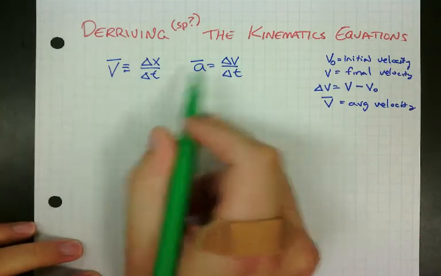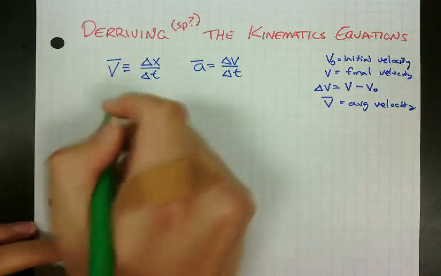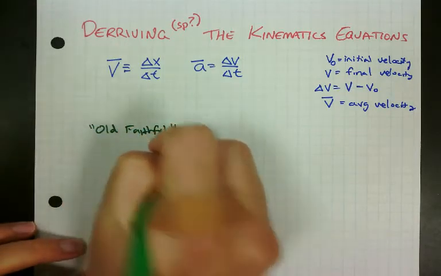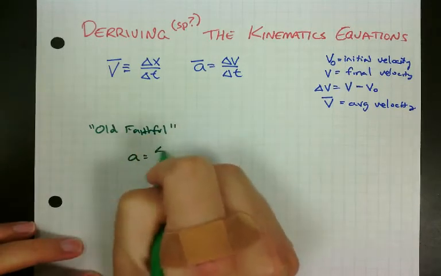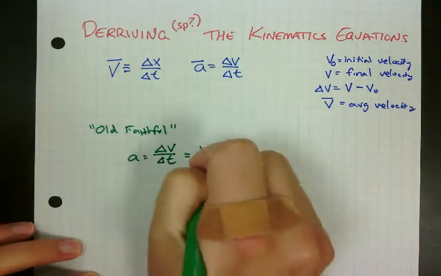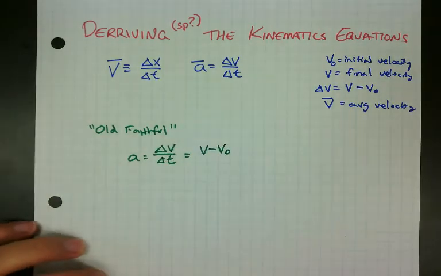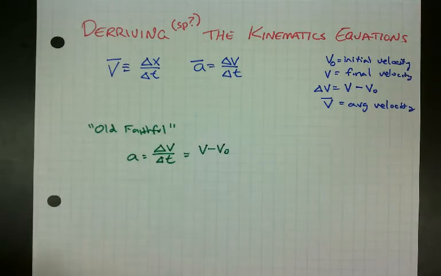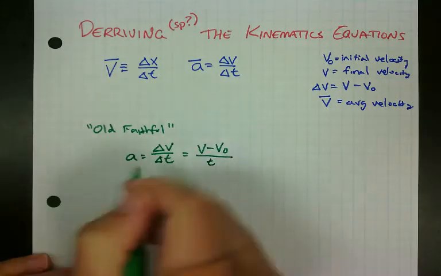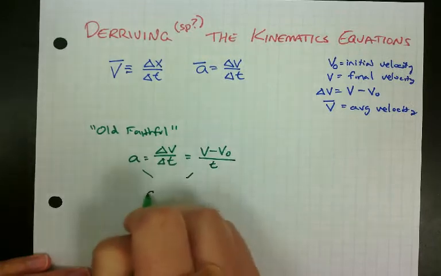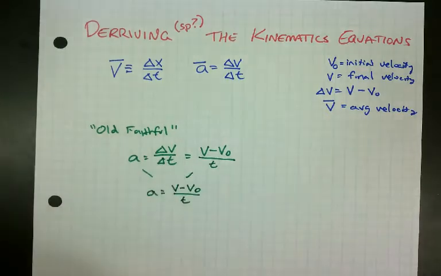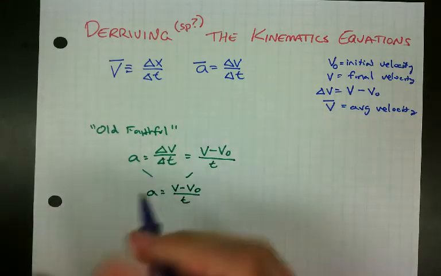So Old Faithful comes straight from the acceleration equation. So I can just say a equals delta v over delta t, but we're going to say that delta v is equal to v minus v naught. And then to simplify these equations, we're always going to assume that we start from time equals 0. And if I start from time equals 0, then instead of saying delta t, I can call it regular t. So now if I just take these two parts of the equation, I have a equals v minus v naught over t. Then I'm going to multiply both sides by t.